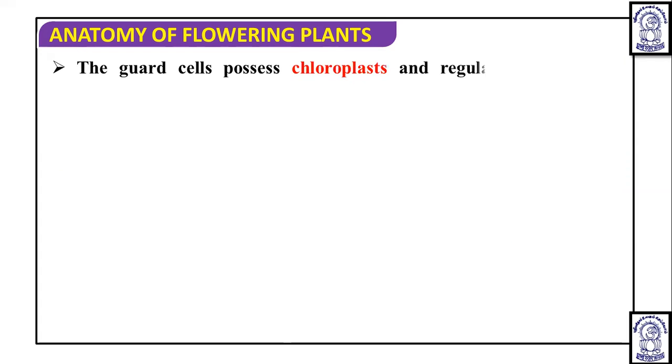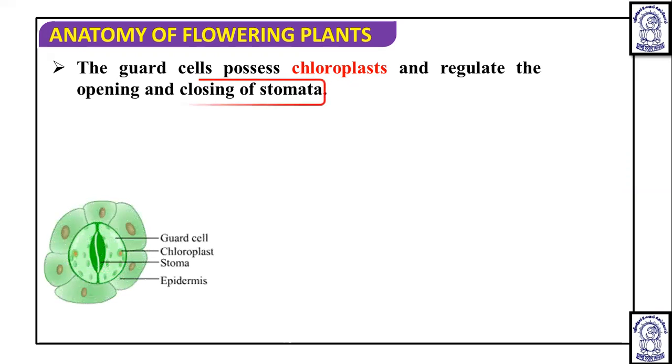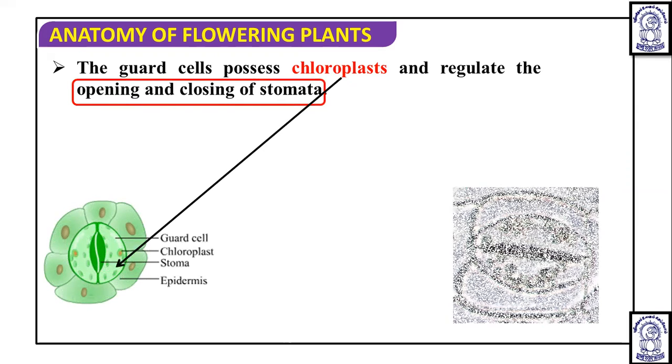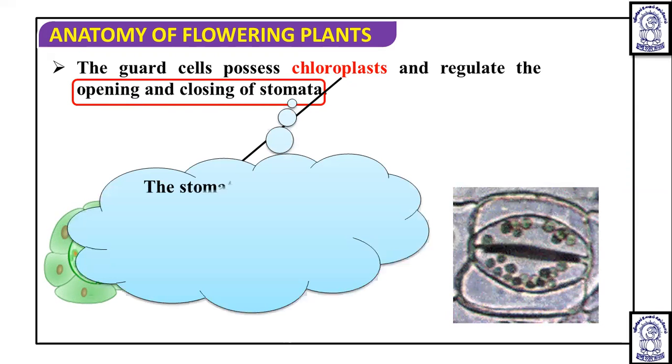Now, the guard cells possess chloroplasts and regulate the opening and closing of stomata. But remember, this guard cell controls the closing and opening of stomata.